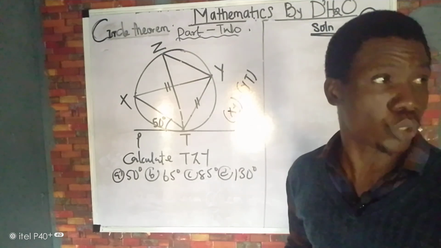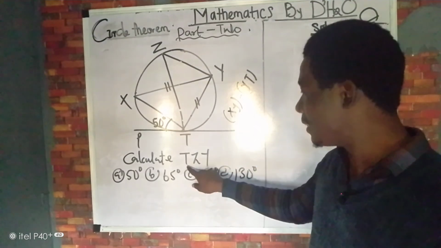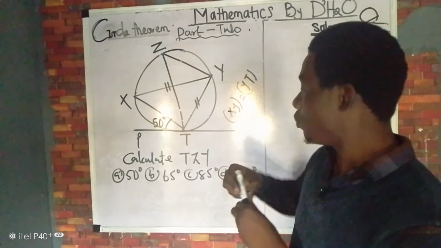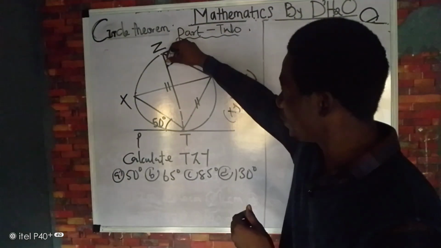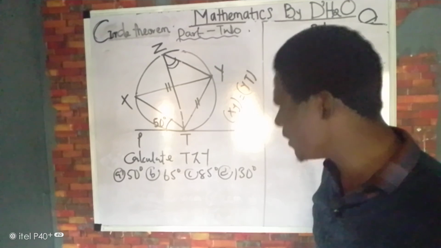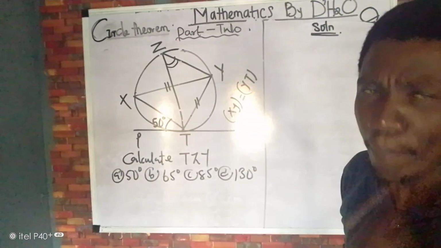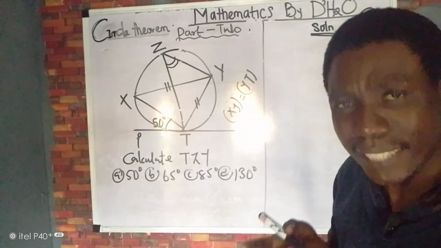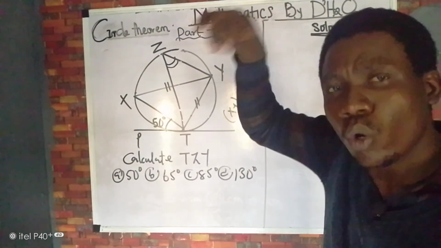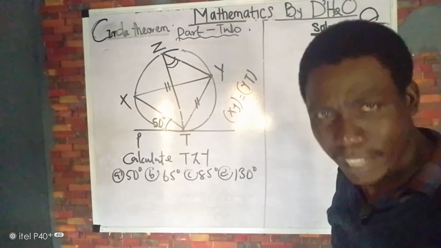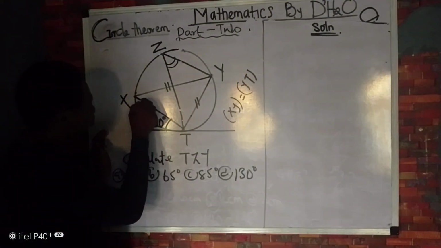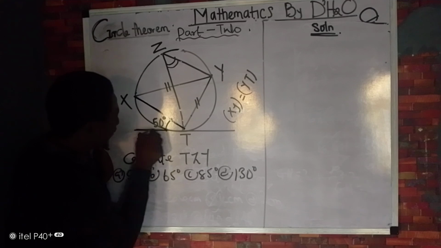Now the question asks us to calculate what? Calculate TZY. T, Z, then Y. We are looking for the angle which is in this place. That's what we are looking for. So how do we solve it? Very easy. Let's do this quickly. Remember that if a chord and a tangent come in contact, an angle will be formed. The angle will be equal to the angle in the alternate segment. So this is a chord, and this is a tangent.